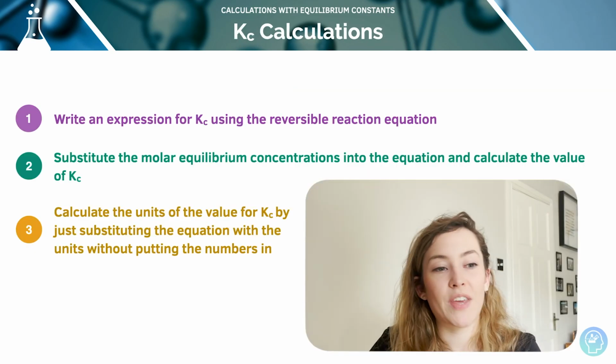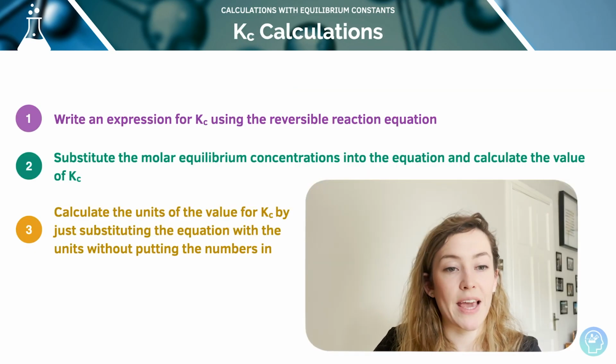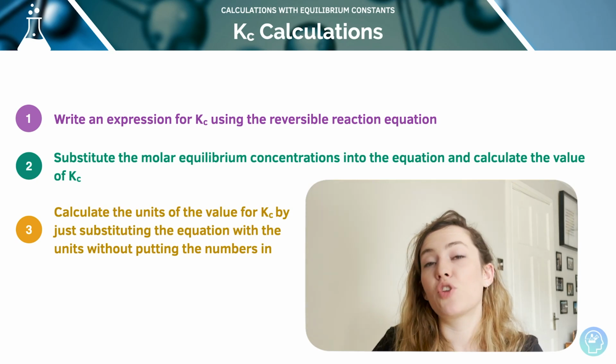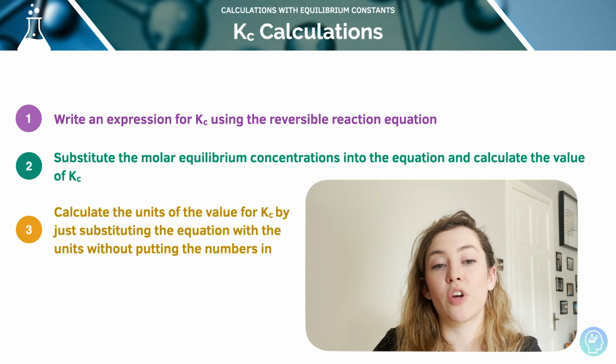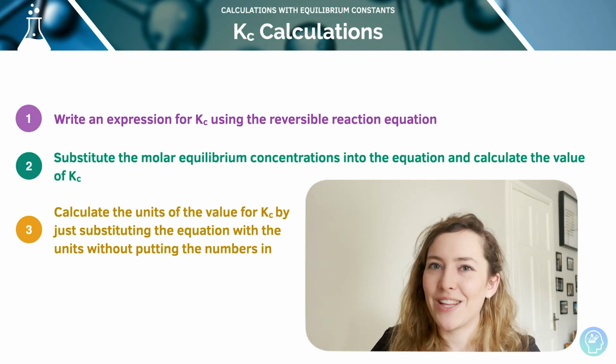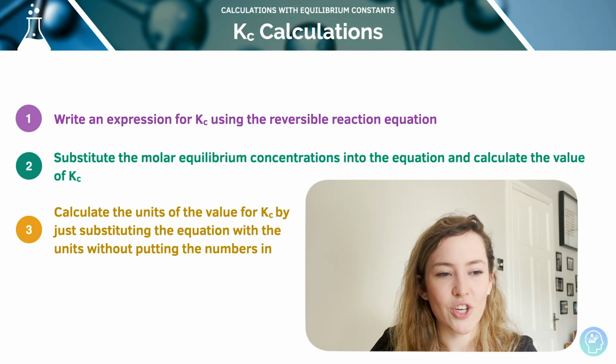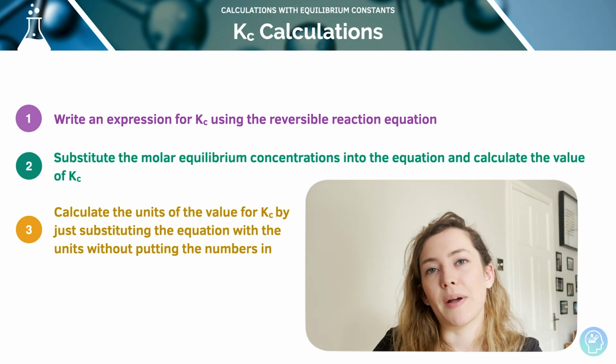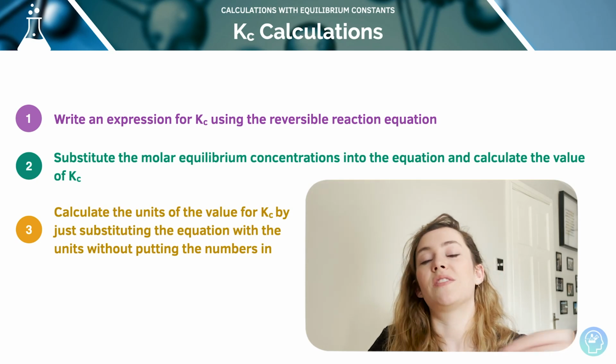So for calculations of Kc, we're going to write an expression for Kc using the reversible reaction equation. We're going to substitute the molar equilibrium concentrations into the equation and calculate the value. That sounds complicated. It's not. We're just plugging values into an equation. And then finally, we're going to calculate the units for Kc by substituting in the units to the equation.